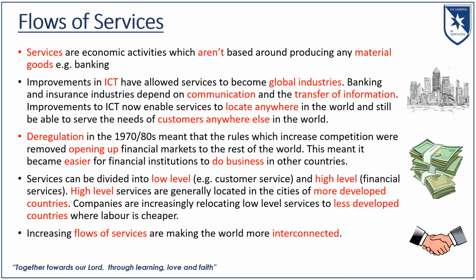Improvements in ICT have allowed services to become global industries. Banking and insurance industries depend on communication and the transfer of information. Improvements to ICT now enable services to locate anywhere in the world and still be able to serve the needs of customers anywhere else in the world. For example, when I ring my bank, I'm immediately transferred to a call centre in Delhi, even though the bank that I bank with is based in the UK.